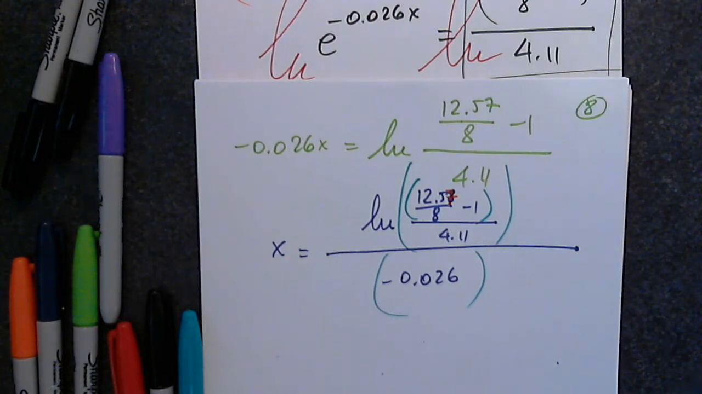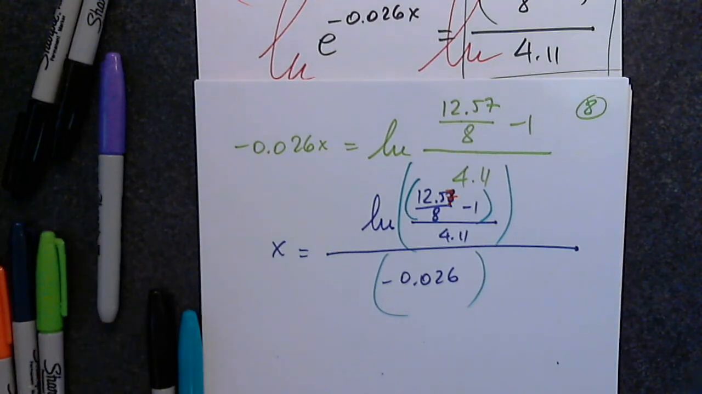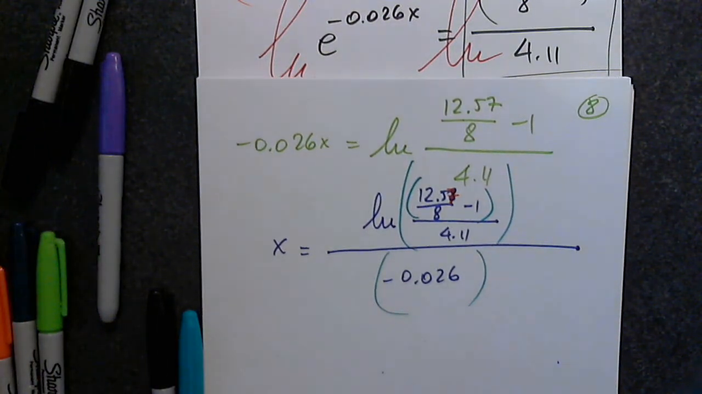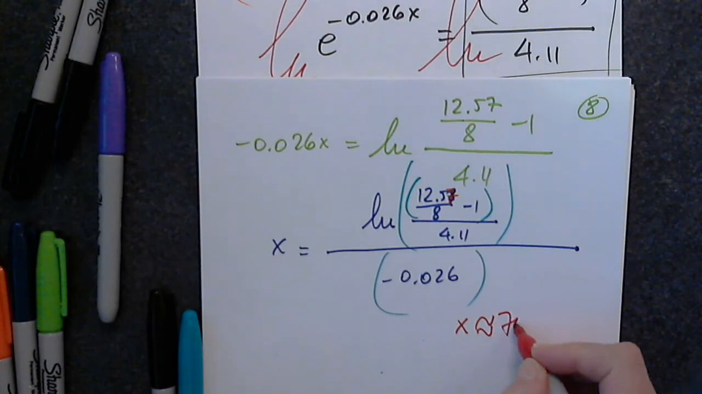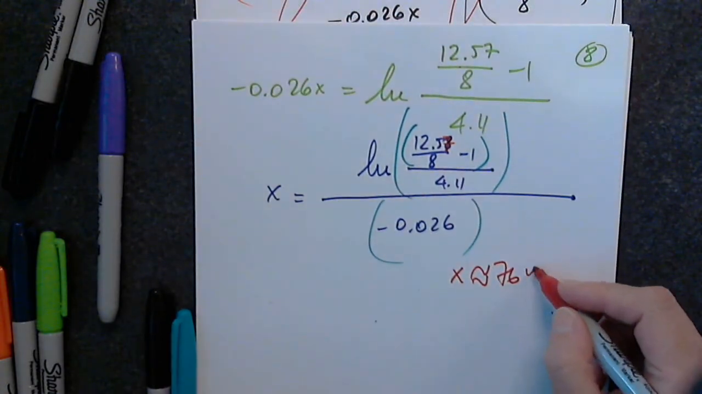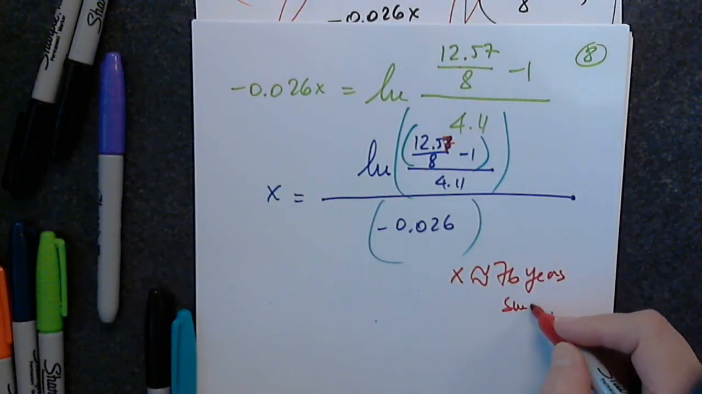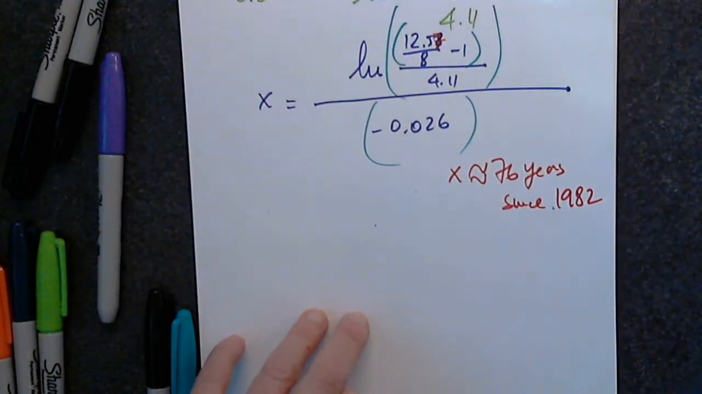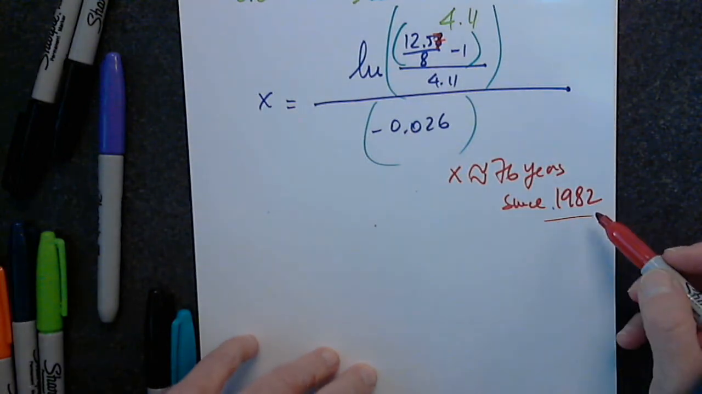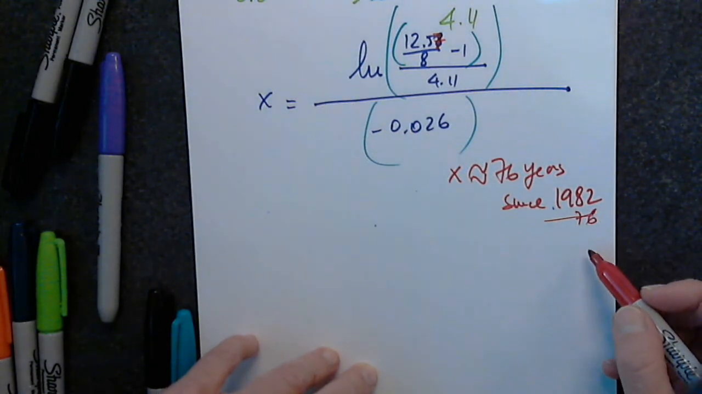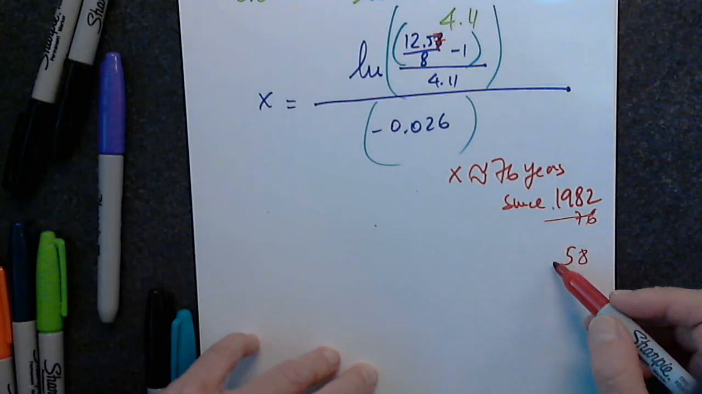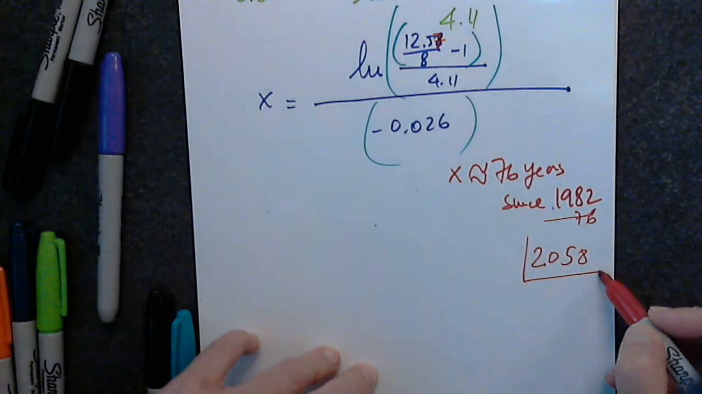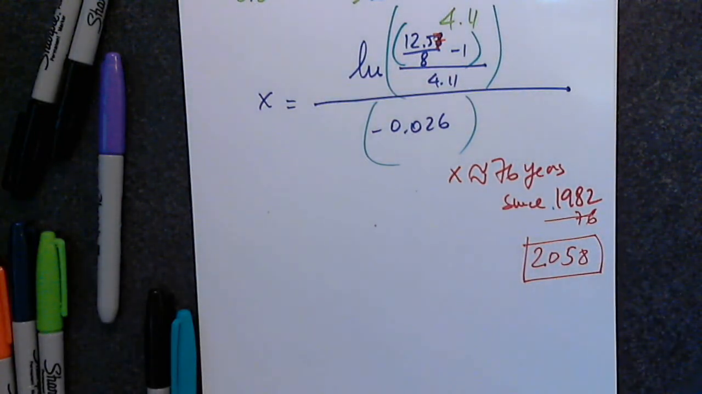75.89, I can round it up to 76. What does this mean? So x is approximately 76. But it's 76 years since 1982. So that will mean what? If I add 76 here, I get 2058. In the year 2058, if the population will still follow the same model, that part I don't know and I can't tell.